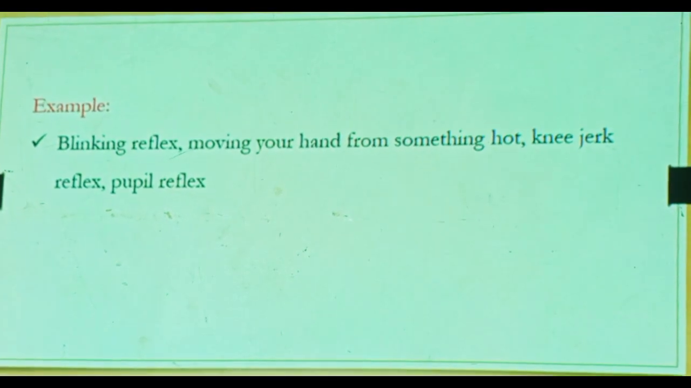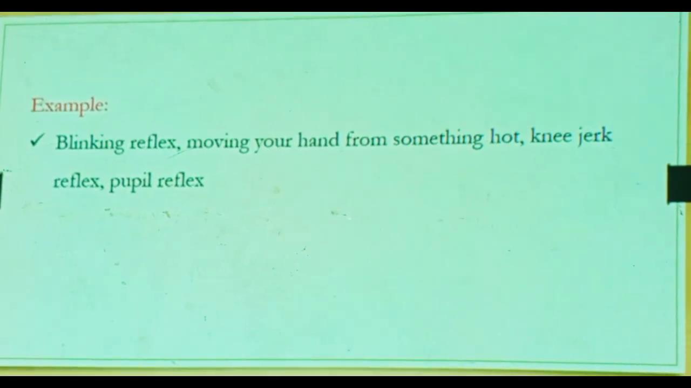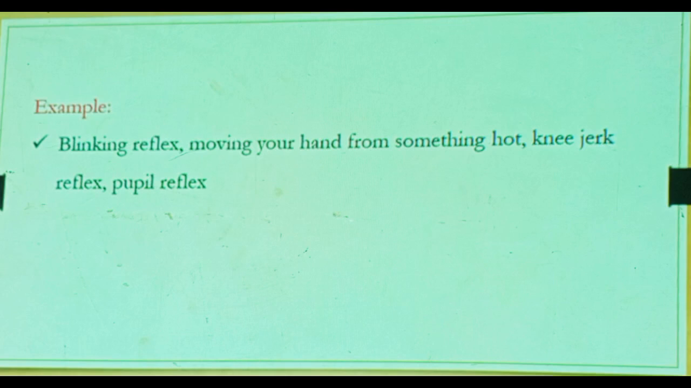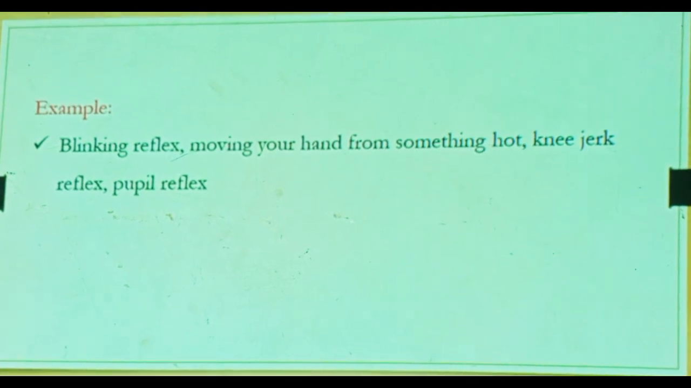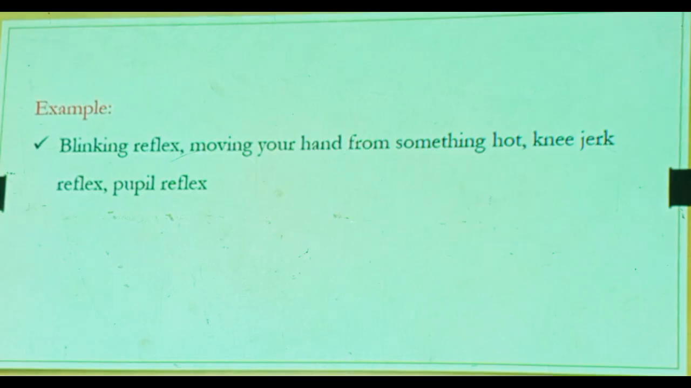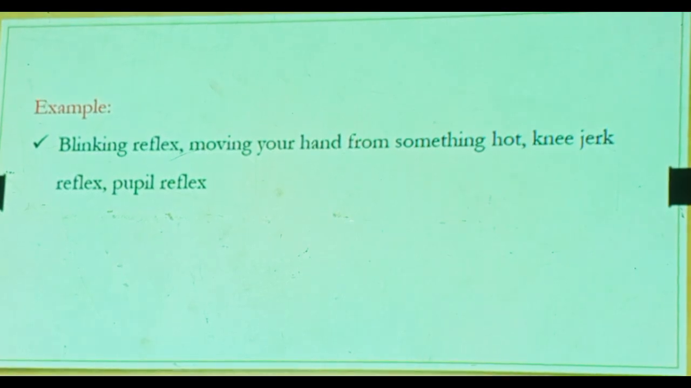For example, blinking reflex. When something is thrown at your eyes, you blink. That's an automatic response, a rapid response. Of course, most reflexes are to protect your body from danger or damage. Moving your hand away from something hot, that is a withdrawal reflex. Another is the pupil reflex.